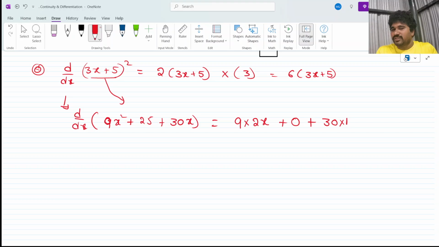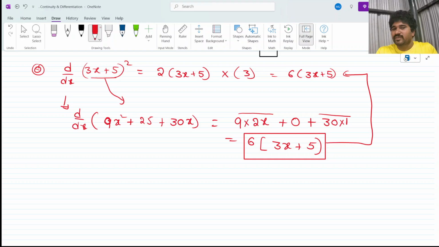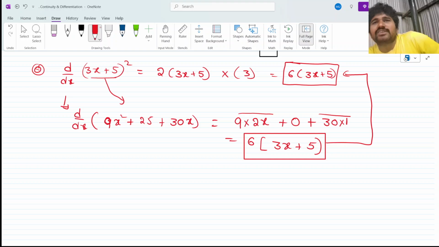30x differentiation: 30 into 1. Observe in these terms, you can take 6 common. 6 3s are 18, 6 5s are 30. Is it the same as earlier or not? Am I correct or not? Any method you do, you should end up with the same answer in differentiation, if you didn't make a mistake. Clear? Understand? Any confusion? No.